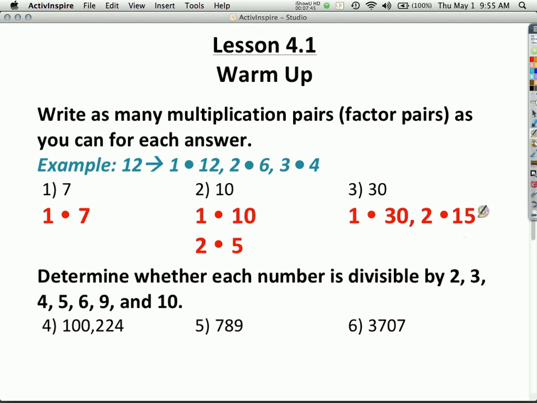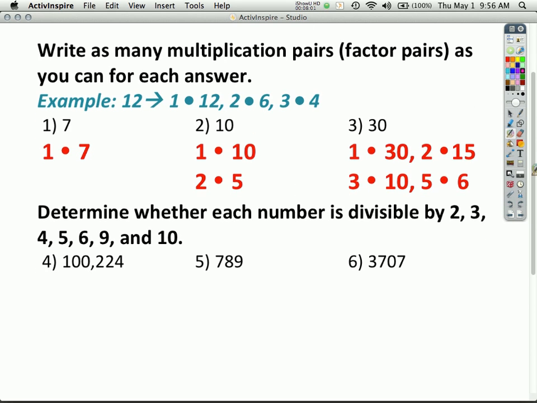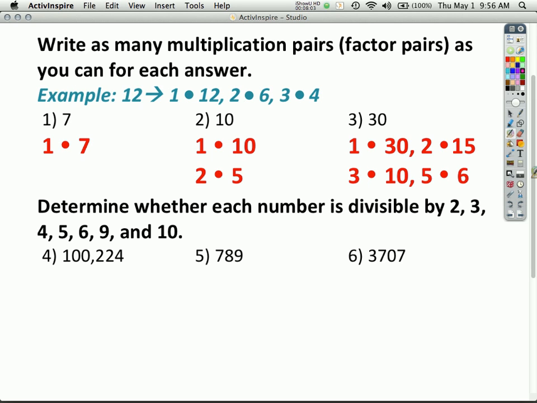1 times 30, and that's the one that should pop into your head first every time we do something like this. There's always 1 times itself. Very good. Any comments, questions about any of these 3 before we move on? Good. Now, divisibility. We're talking about whether or not this number is divisible by these numbers. And divisible means you divide and you end up with a whole number as a result. That's what divisibility is.